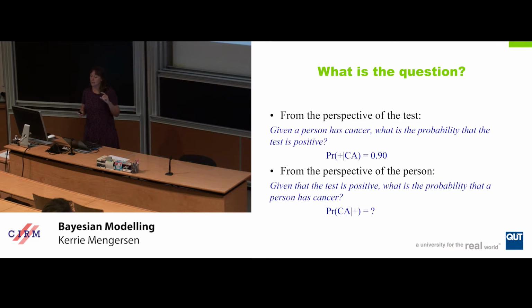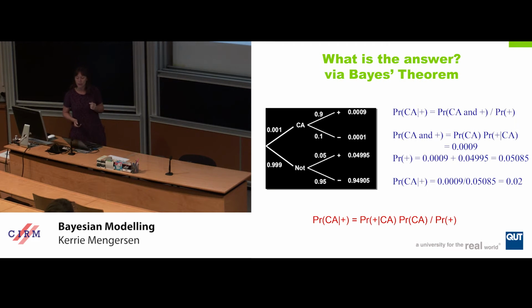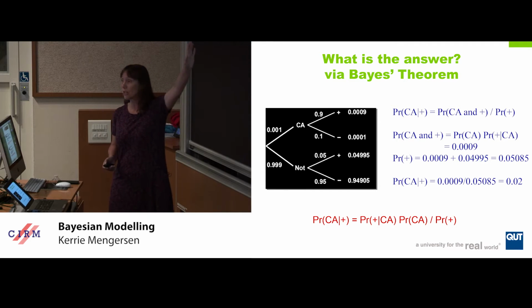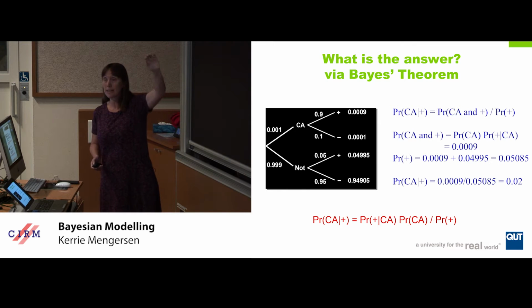Well, the thing is that we've changed the conditioning here. Instead of looking at the probability of the test being positive given that the person has cancer, Nicola really wants to know what's the chance that he has cancer given that the test is positive. So if we go through that, we can look at the answer to that given Bayes' theorem. We could either draw it as a tree, or work it out as the calculation.